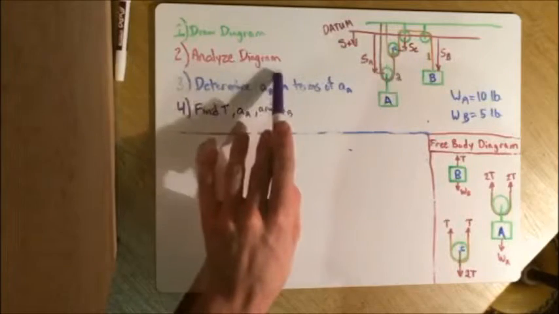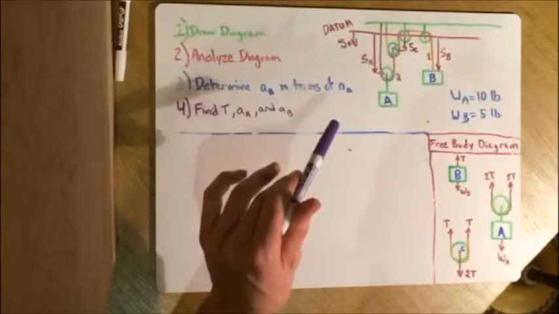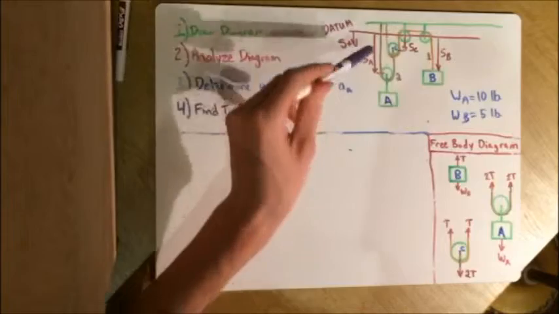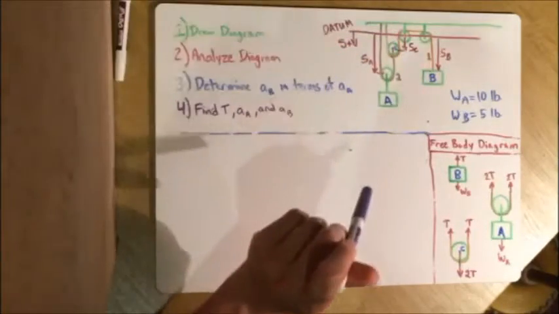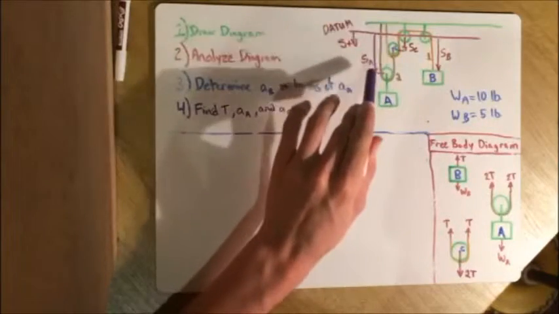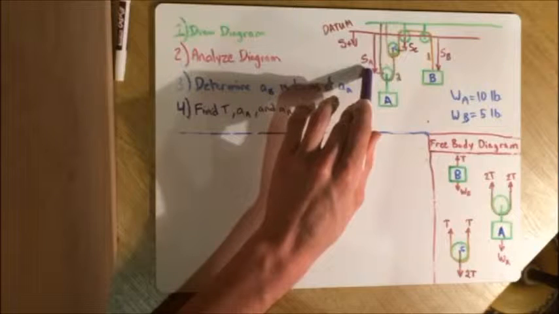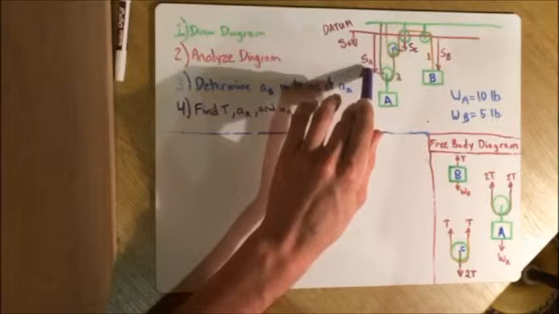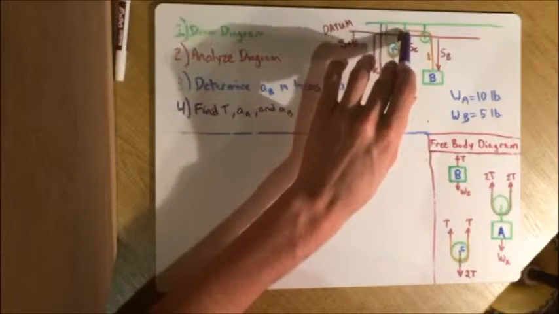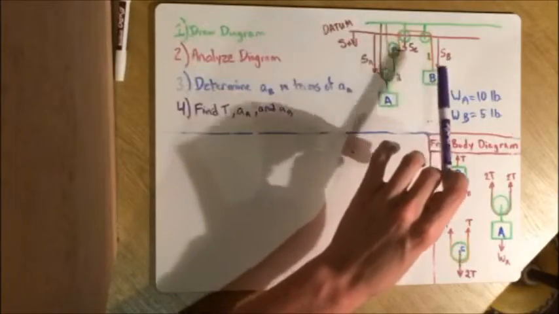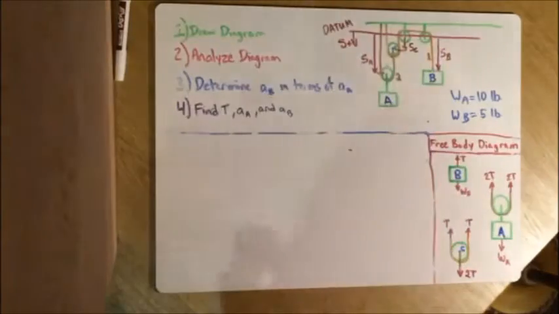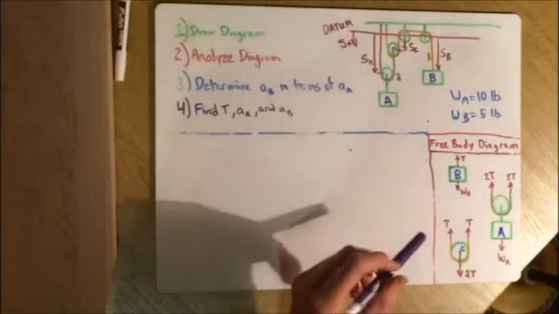The second step is to analyze the diagram. The first part of analyzing the diagram of any pulley system is usually to draw a datum line. This datum line is drawn here because everything above the datum line is not moving. Positive is down, and from the datum line to the center of where block A attached to the pulley is S sub A, from the datum line to the center of pulley C is S sub C, and from the datum line to where the rope attaches to block B is S sub B.